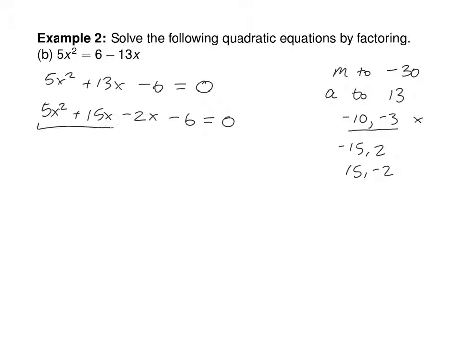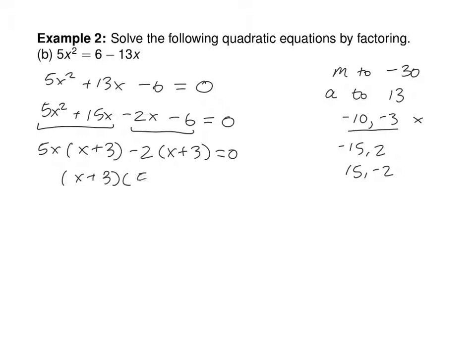Okay, take out the greatest common factor from each group. So what's the greatest common factor in that first group? 5x. Yeah, you're in the next group. So 5x times x plus 3. How about the next group? Negative 2, very good. Negative 2, x plus 3. That's your semi-final answer, x plus 3.